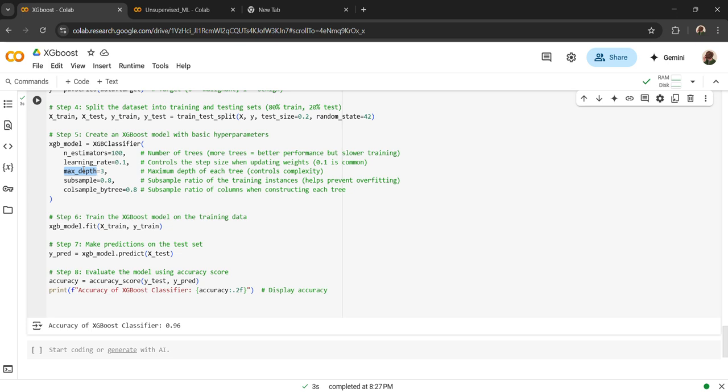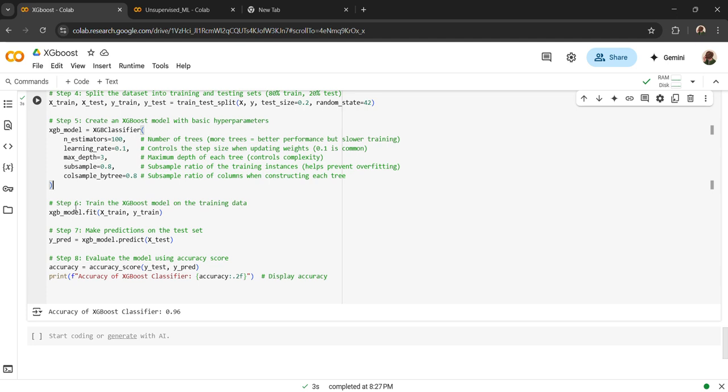3. Subsamples, how many subsamples? Here it means the subsample ratio of the columns when constructing each tree. I want 80%. Okay. Next, just use the fit so that it will get fit, and then you will get the prediction, and then your accuracy is, you can see, 96%.